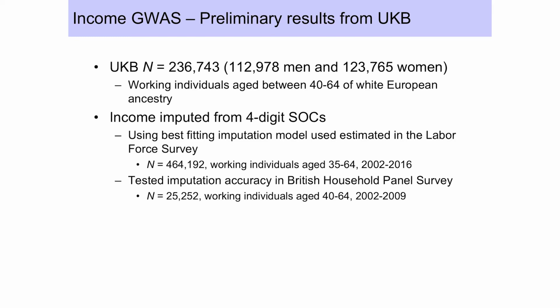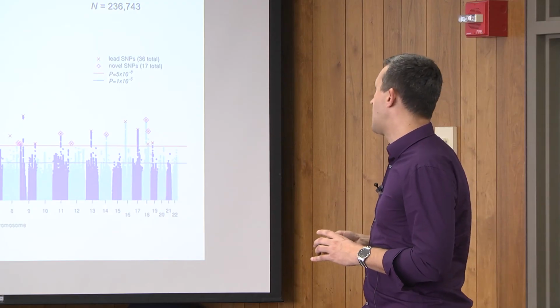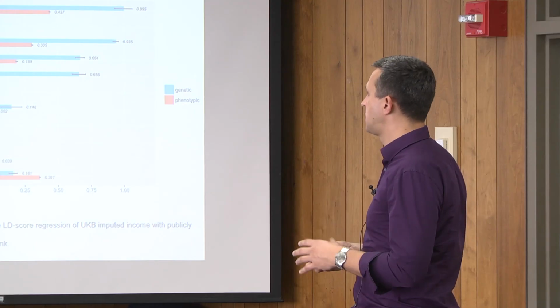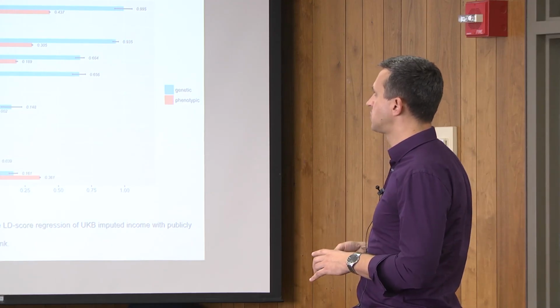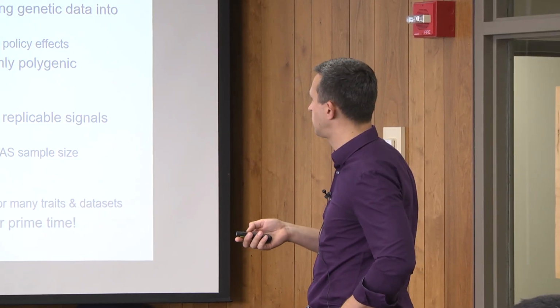We find a lot of genome-wide significant signal that is unique and hasn't been discovered for any other trait before, including educational attainment. This is stuff that we will keep working on in the next couple of years, and I think this will also yield polygenic scores that are going to be useful for a lot of social scientific research.